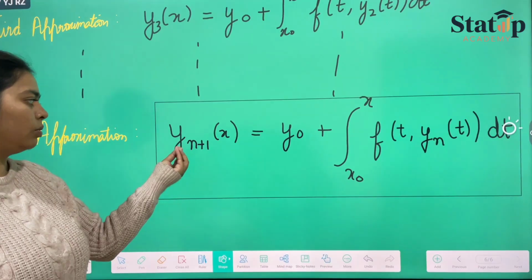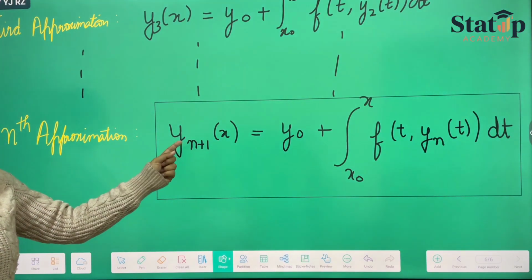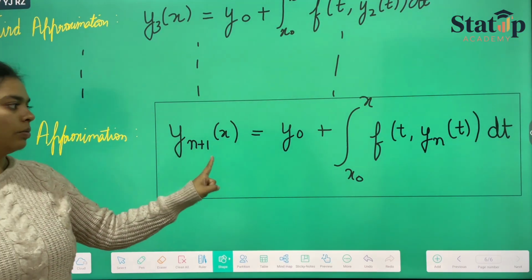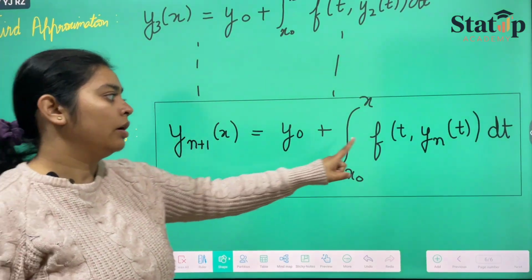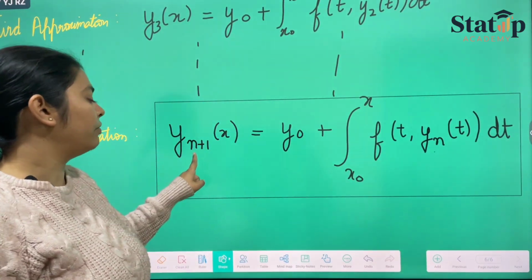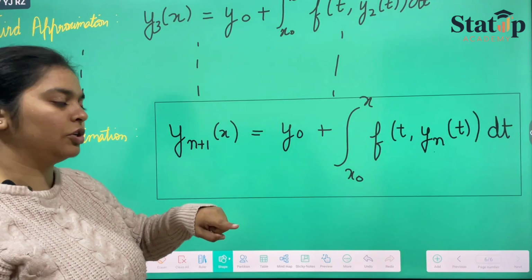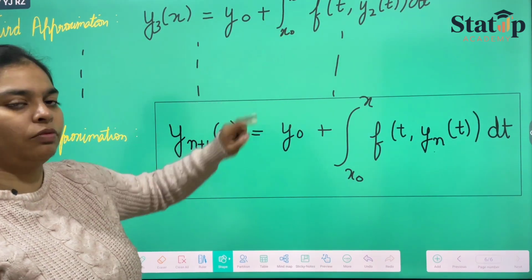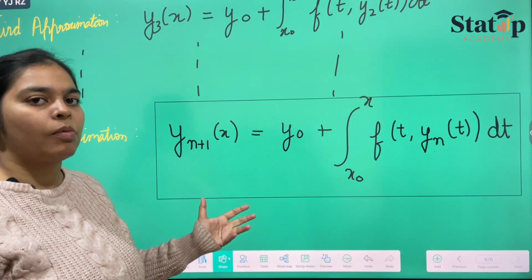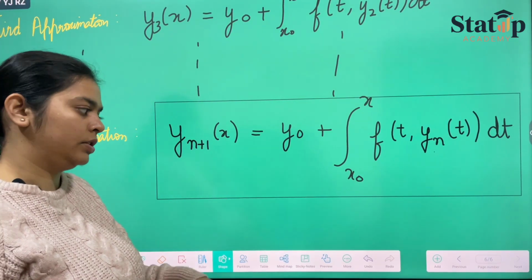If we put n equal to 0, then y1(x), the first approximation, will come. If we put n equal to 1, then y2, the second approximation, will come. If we put it equal to 2, then the next equation will come. So this is the general formula for Picard's method of approximation.